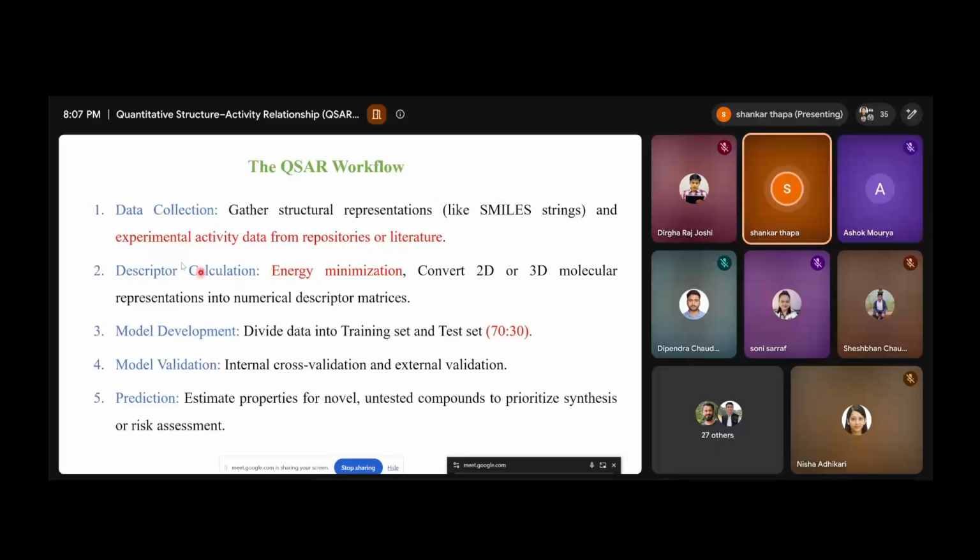Another step is the descriptor calculation. We have taken the compounds from the repository. In the second process, we have to take those compounds, either through the SMILES formula or by using any drawing software, and draw the 3D structures of those particular compounds. A very important step: drawing the structure alone is not enough, it must be drawn in 3D, and more importantly we have to minimize the energy of that particular structure.